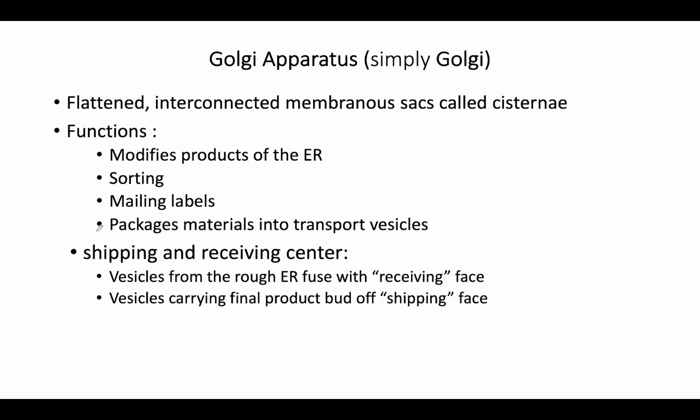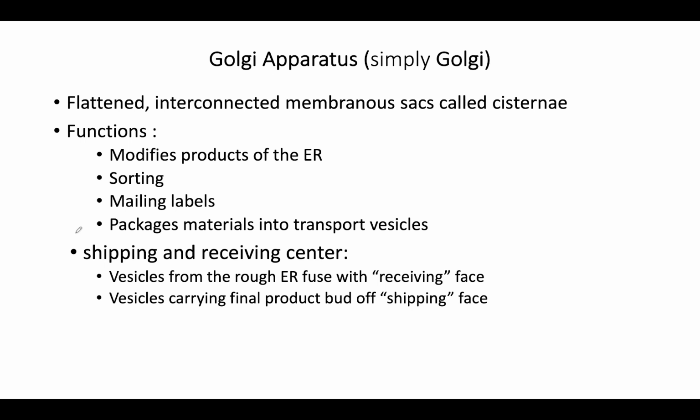Adjacent to the endoplasmic reticulum is the Golgi apparatus. Simply we call it Golgi or Golgi body. It consists of flattened, connected membranous sacs called cisternae. Its function is to modify products of the ER, sorting, putting on mailing labels, and packaging material into transport vesicles. So some protein manufactured in ER, especially rough ER, is transported to the Golgi apparatus.